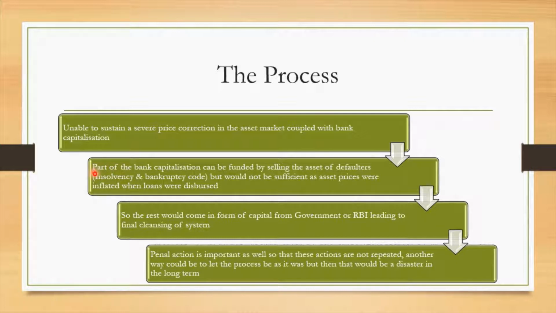What then would happen is that the bank balance sheet is repaired, or what we say, the bank is recapitalized, by first selling whatever assets we have of the defaulters. To expedite this process, the government brought the Insolvency and Bankruptcy Code Act in the year around 2016. But since the valuation of the asset prices that the bank is holding is low, this would not be sufficient at all.